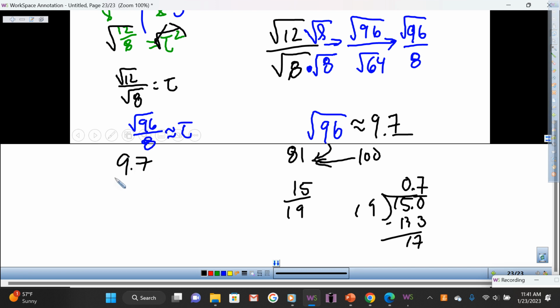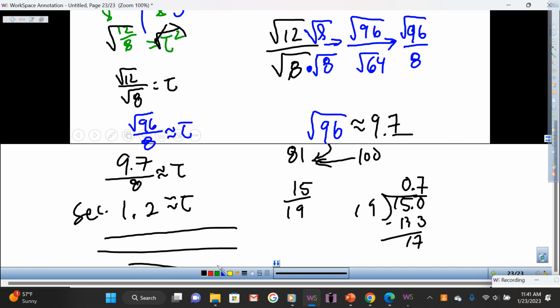Therefore, 9.7 divided by 8 is approximately how much time? That is 1.2 seconds. And we write our statement at the end. It takes a tool to fall 4 feet on the moon 1.2 seconds. All right, I think we got this, right?